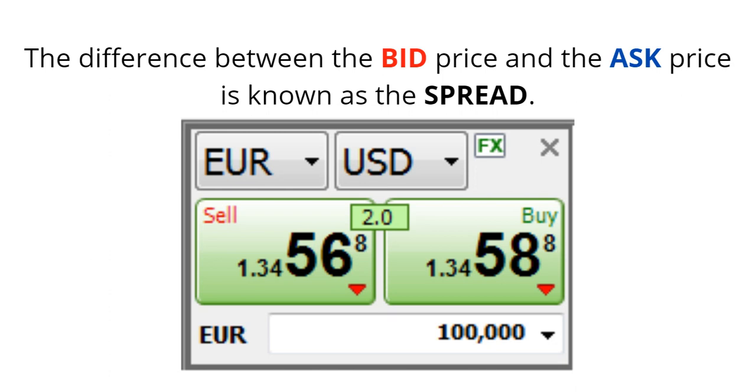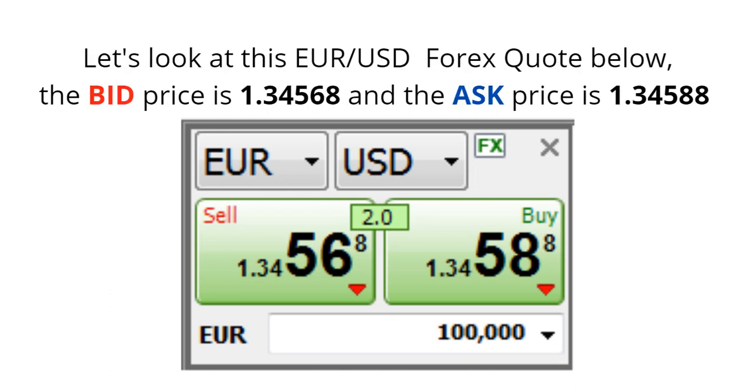How to read a Forex quote. I've given you a lot in this lesson. So let's look at this Euro USD Forex quote below and put it all together. The bid price is 1.34568, as we can see here on the screen. And the ask price is 1.34588. And these are the best available prices for you, the retail trader, whether you want to buy or sell.